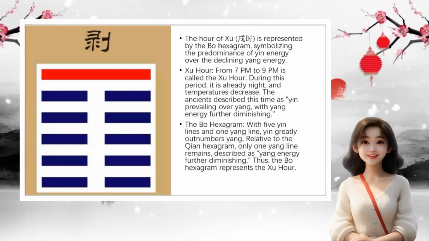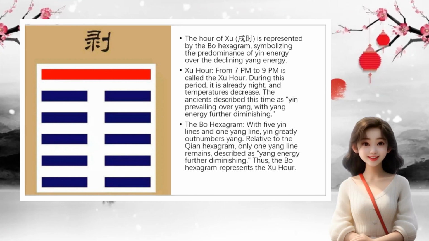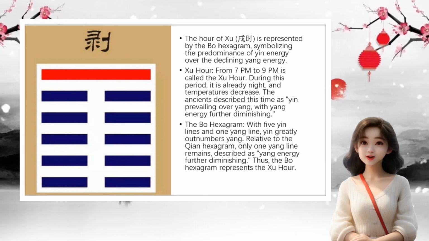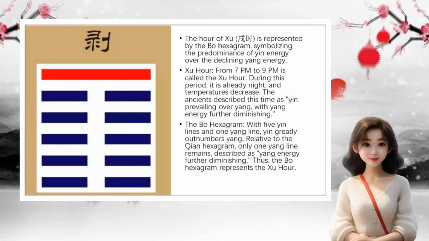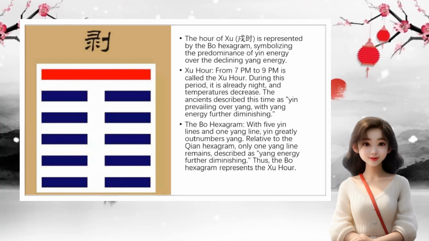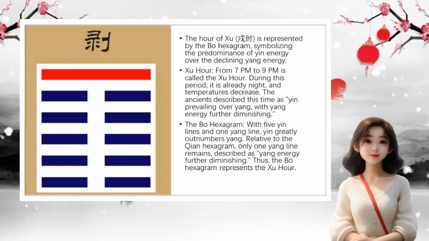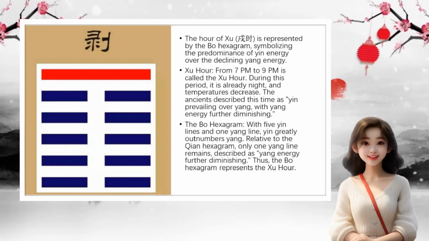The hour of Shu is represented by the Bo hexagram, symbolizing the predominance of yin energy over the declining yang energy. Shu hour, from 7 p.m. to 9 p.m. is called the Shu hour. During this period, it is already night, and temperatures decrease. The ancients describe this time as yin prevailing over yang, with yang energy further diminishing.